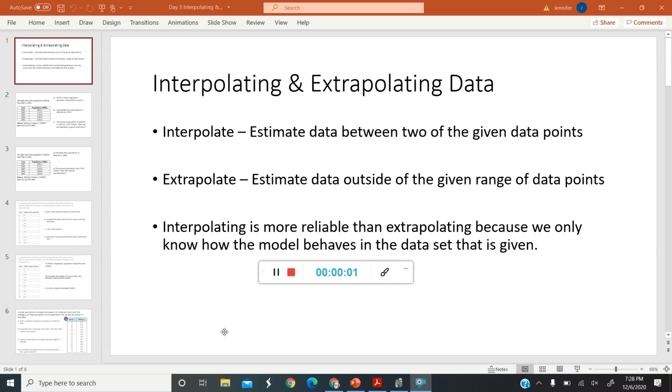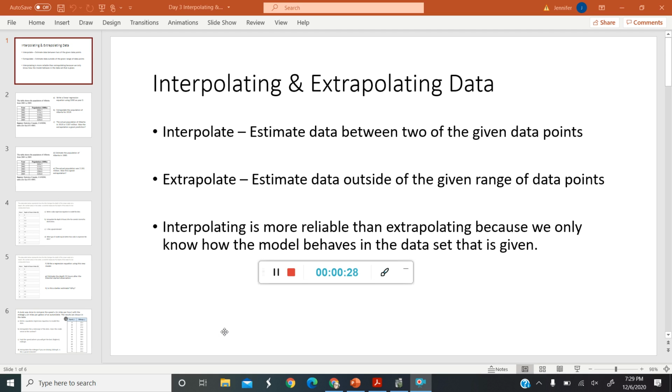Hey guys, it is time to wrap up our unit on regression and using regression models to estimate data. We are wrapping it up by talking about interpolating and extrapolating data. Interpolating and extrapolating are just fancy words for estimating, and if you're interpolating, that means that you're estimating between data points that are in your set.